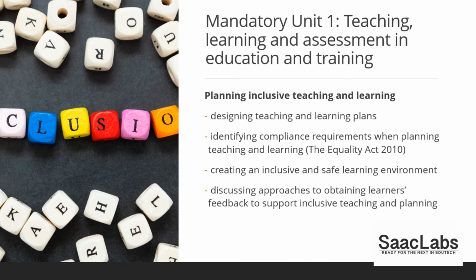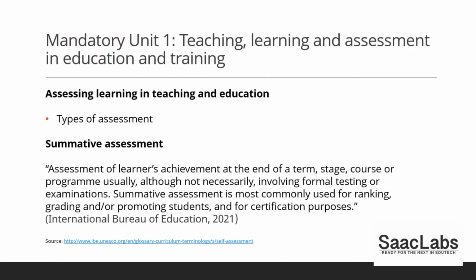We're also going to look into how we can assess learning and training. We will look into the different types of assessment. We're going to look at summative assessment, that is used when we assess the achievement of a learner, typically towards the end of a term or at the end of a course or a training program. So we're going to look into methods of summative assessment that you could use when we get to the practical stage of this level 5 of this diploma.